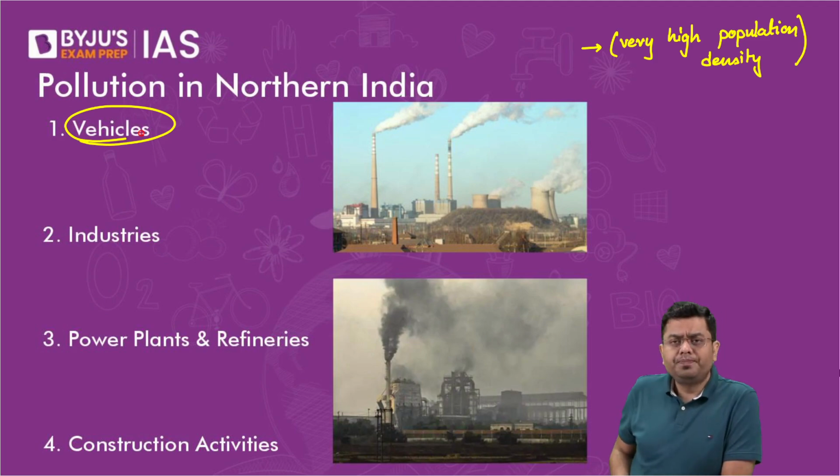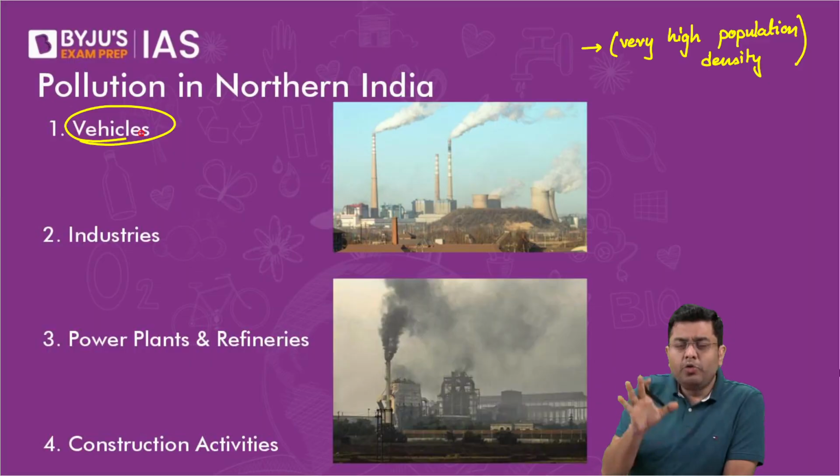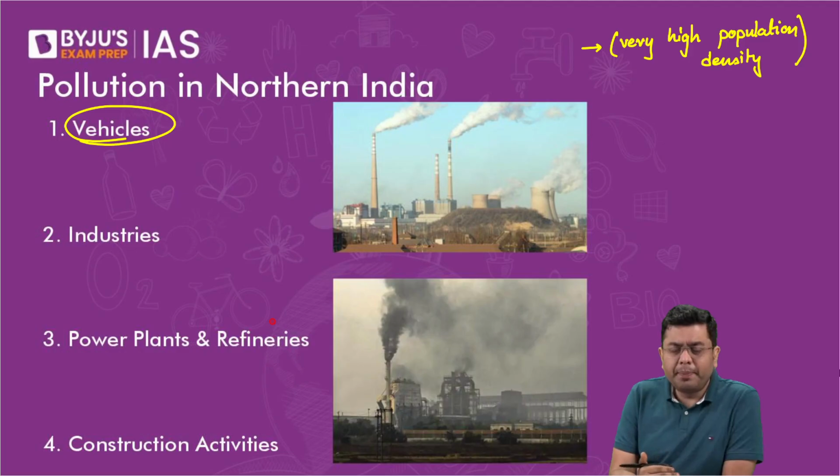Industries, as I told you, many of the industries are in a very dilapidated, older condition. And here you can also include brick kilns, where you manufacture bricks. There also the amount of pollution caused is quite substantial. Power plants and refineries: the majority of refineries are situated in the northern part of the country, so volatile organic compounds are released in large amounts from these refineries.